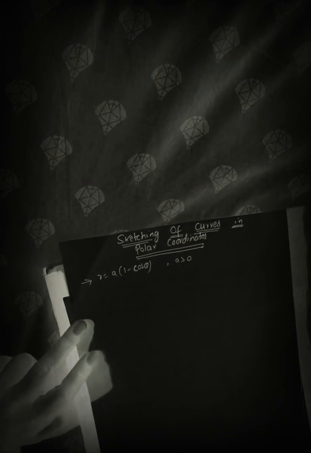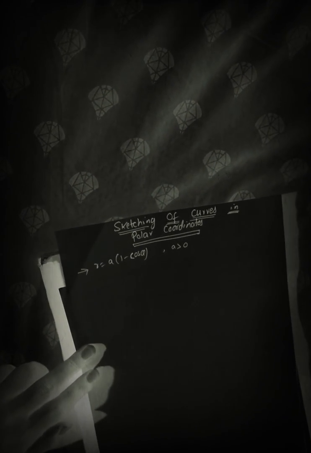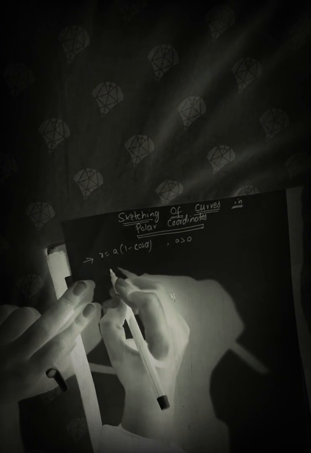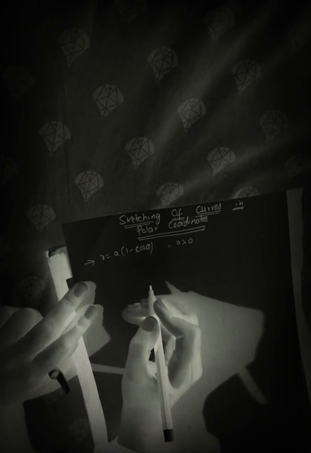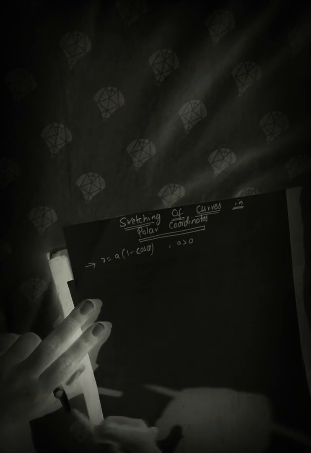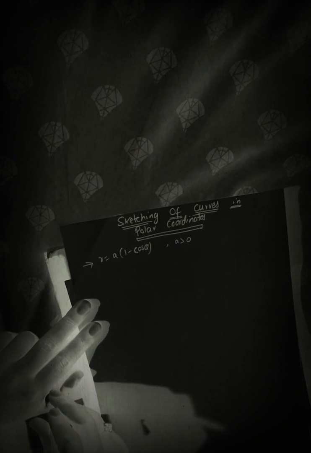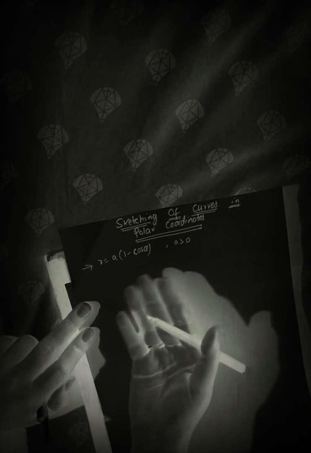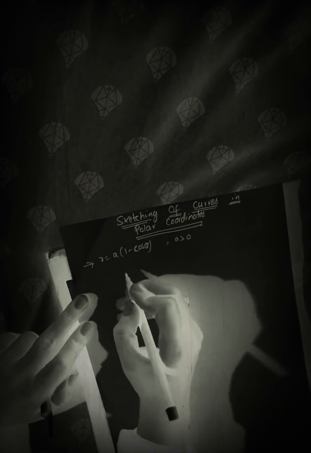Guys, for the solution of such a question, first of all you have to check whether the curve is symmetric or not. For that purpose, you have to replace r with plus r or minus r, and theta with minus theta. If the equation remains the same, then the curve is symmetric. Conversely, if the equation changes, then the curve is not symmetric. Let me check the symmetric or unsymmetric condition for this equation.